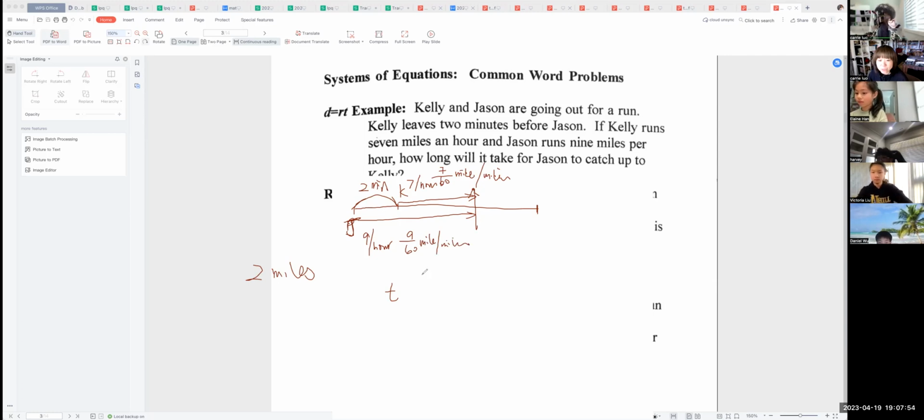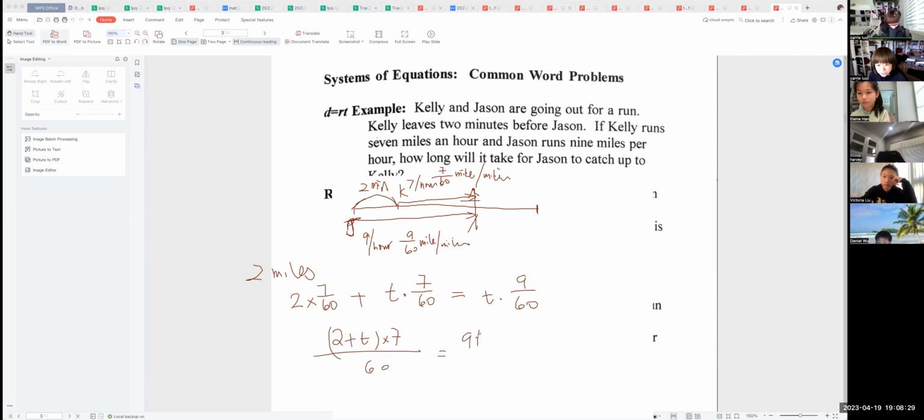Okay, so for Callie, for that 2 minutes, she runs 2 times 7 over 60, right? And for this distance it is T times 7 over 60, correct? Correct, everybody? Okay, so for Jason, the distance is the same, so it's T times 9 over 60. Get it? Yes. Okay, so I'm going to write 2 plus T times 7 over 60 equals 9T over 60. I'm just going to multiply by 60 on both the left-hand side and the right side to make it easier to calculate. So 14 plus 7T equals 9T. So 14 equals 2T. So T equals 7.